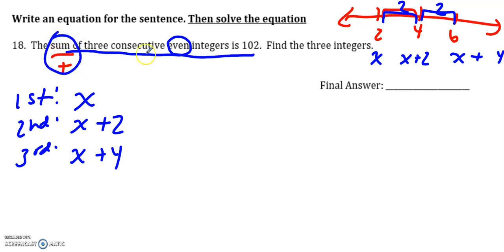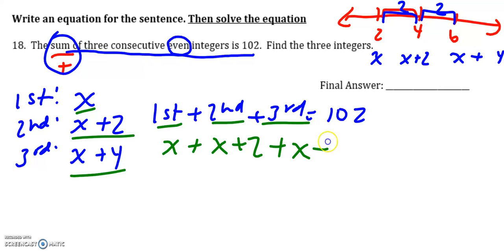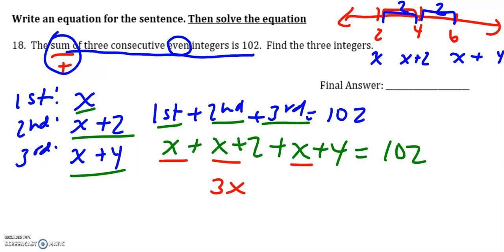If I know that the sum of 3 numbers is 102, I could say that the first number plus the second number plus the third number equals 102. If we substitute, the first number is really x. So x plus the second number, x plus 2, plus the third number, x plus 4, equals 102. If we want to simplify this side, I see that we have some like terms: 3x plus 6 equals 102. Then this looks like I can just solve from here.